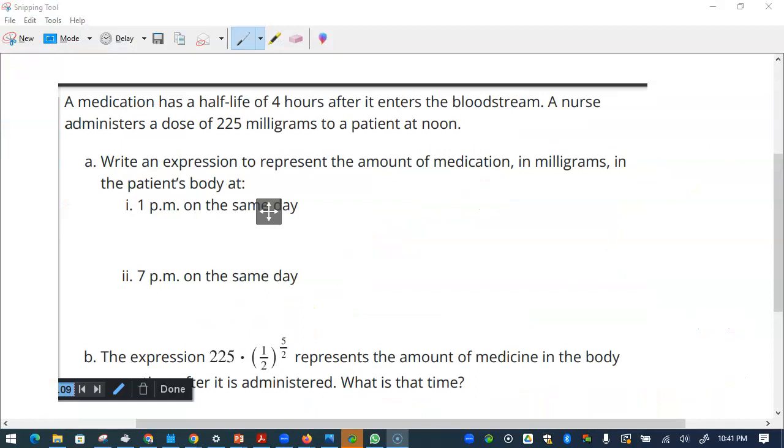Okay, this is question number 2. And the medication, again, has a half-life of 4 hours. So we have to understand the meaning of this. Half-life of 4 hours means that after 4 hours, whatever amount of medicine was given becomes half. That's what that means, after it enters the bloodstream.